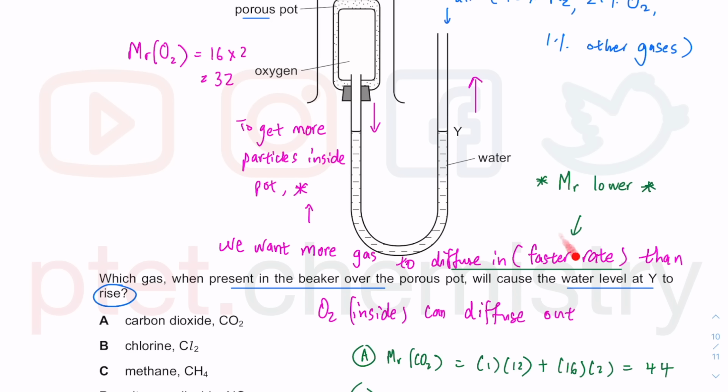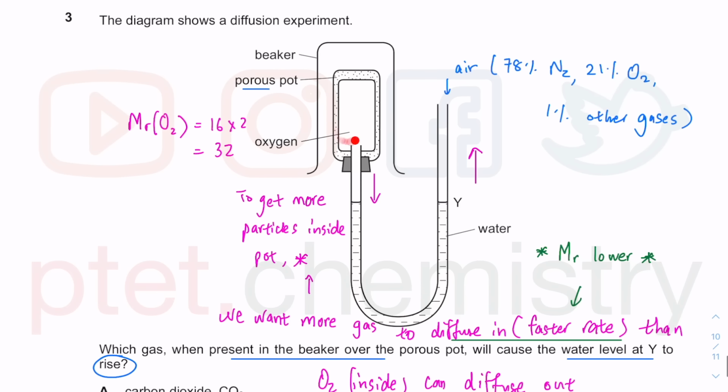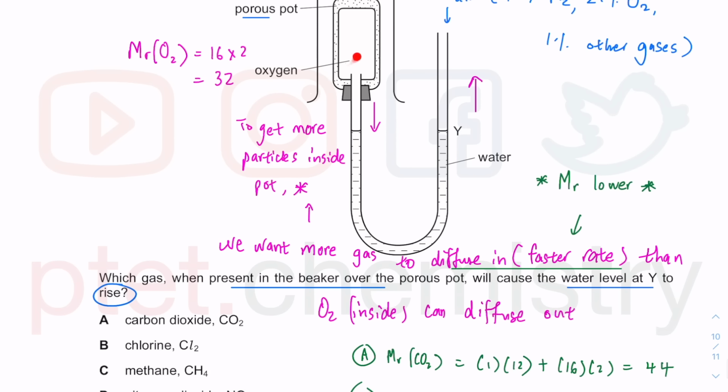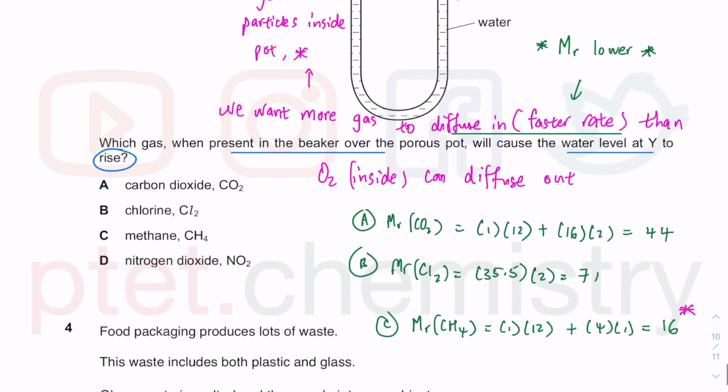They like to ask this in structured questions. So make sure to show the 2 Mr and then talk about the rate of diffusion inside into this space here must be faster than the oxygen can diffuse out. We want the gas going in to be lower mass than O2, which is already inside. I think we already got the answer as this CH4.